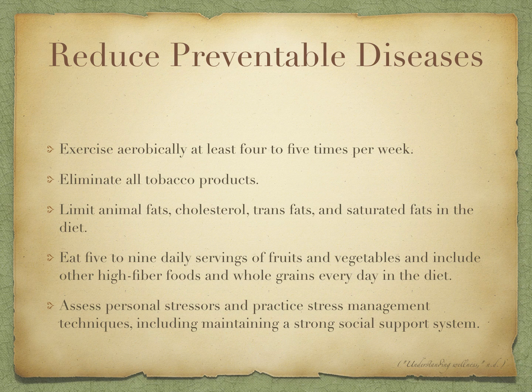Some ways to reduce preventable diseases are to exercise at least 4 to 5 times per week. Eliminate all tobacco products. Limit animal fats, cholesterol, trans fat, and saturated fat in the diet. Eat 5 to 9 daily servings of fruits and vegetables, and include other high fiber food and whole grain every day in your diet. And assess personal stressors and practice stress management techniques, including maintaining a strong social support system.